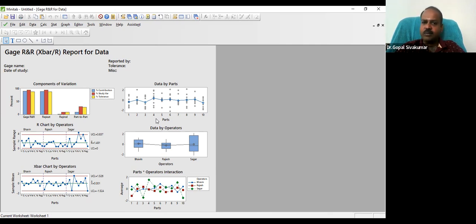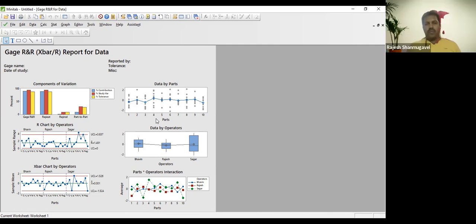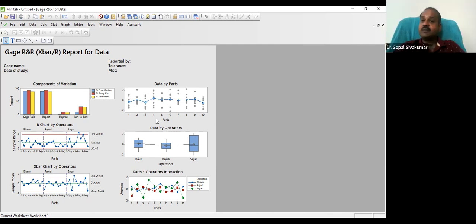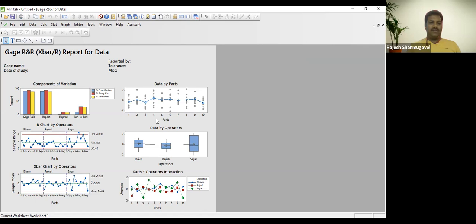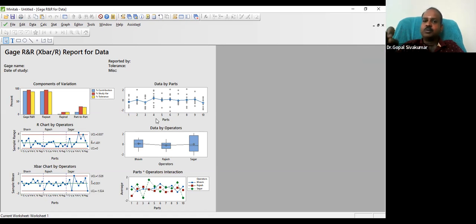So what will you do now? You have to train them. What kind of training will you give? Training to reduce the variation and bring the readings closer to the target. A specific training to measure part number 4, 6 and 8, because that's where the reproducibility is getting lost.